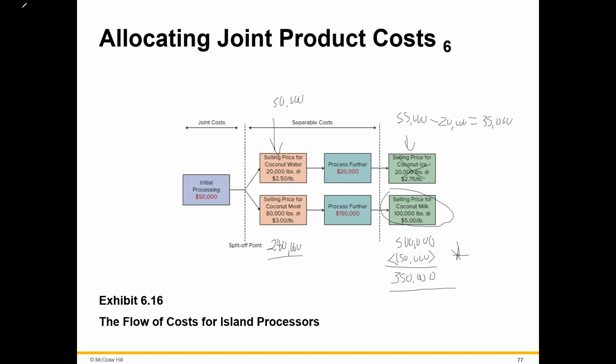Okay. Let's look then at an example here for joint costing and profit per gallon in problem number 5.